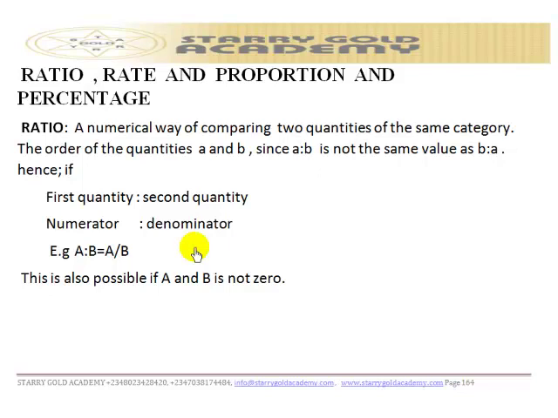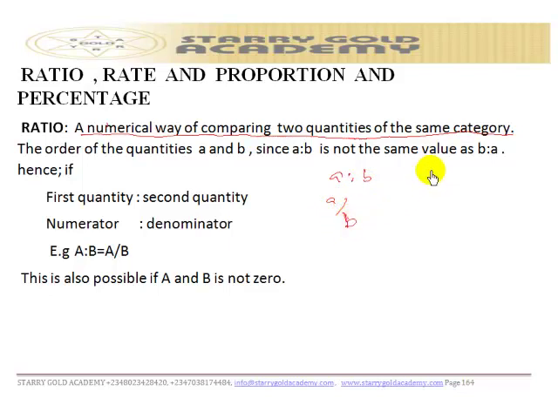Today we'll be looking at ratio, rate, proportion, and percentage. Basically, everything on the screen right now has so many things in common. Ratio is a numerical way of comparing two quantities of the same category. Sometimes it can be three. If you have two quantities being compared, for example A ratio B, you are saying A over B.